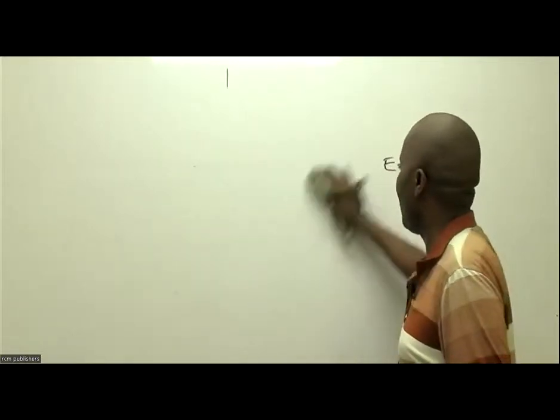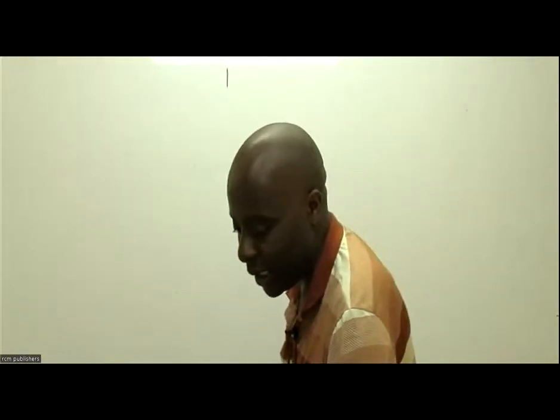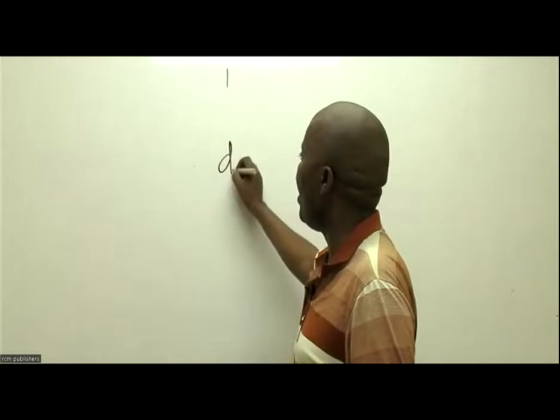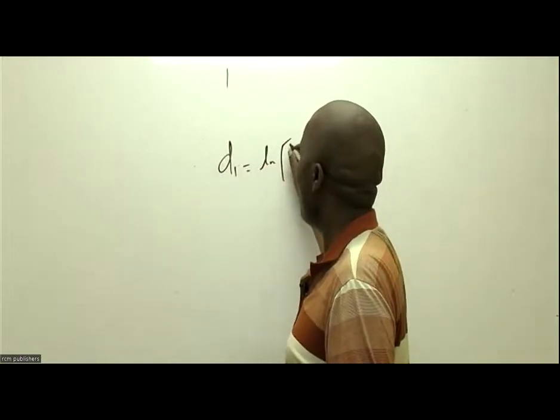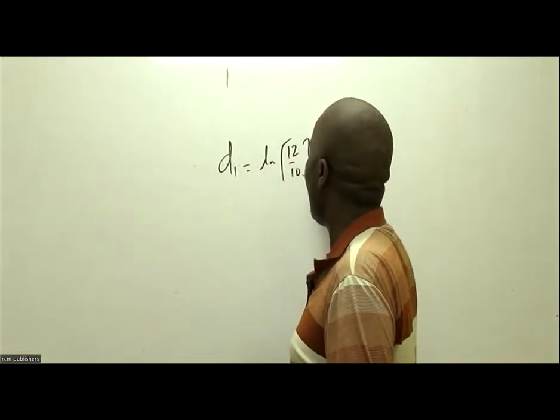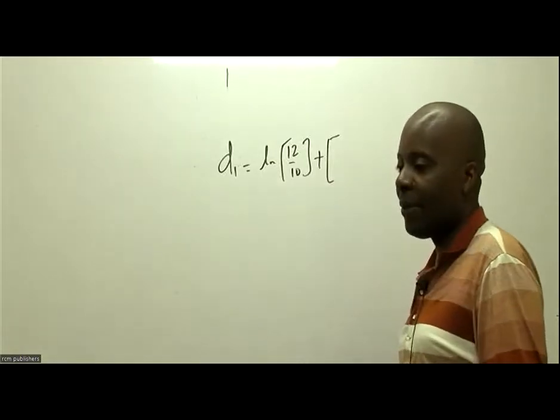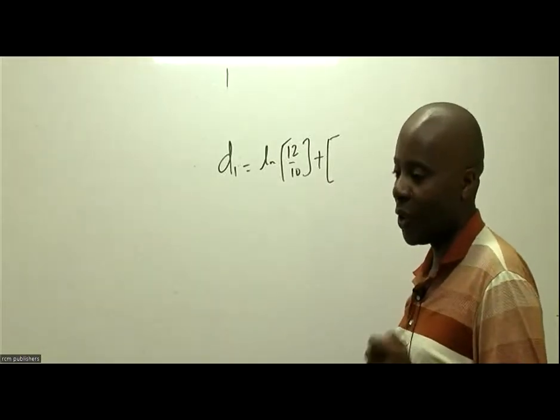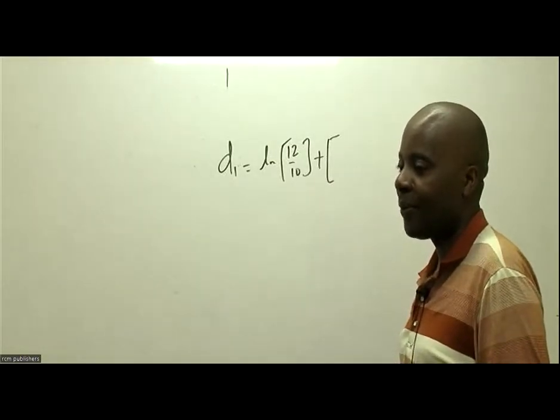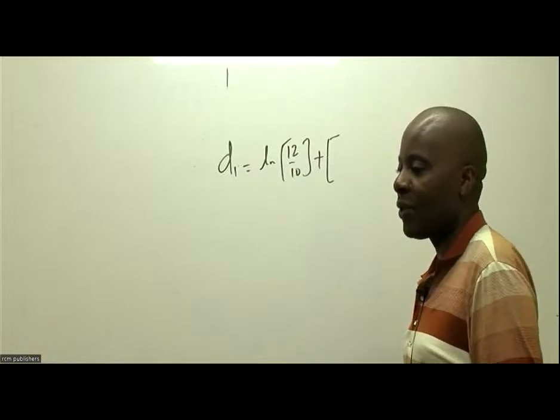I think now we have got everything to be able to get to d1. So d1 will be equal to ln P over E, so 12 over 10, plus a risk-free rate. Has the examiner given me the risk-free rate of return?